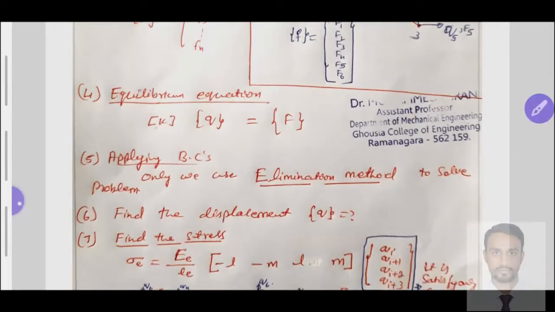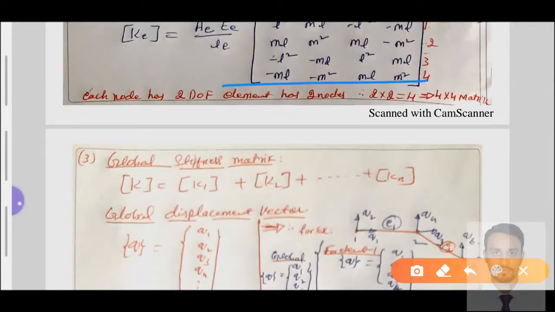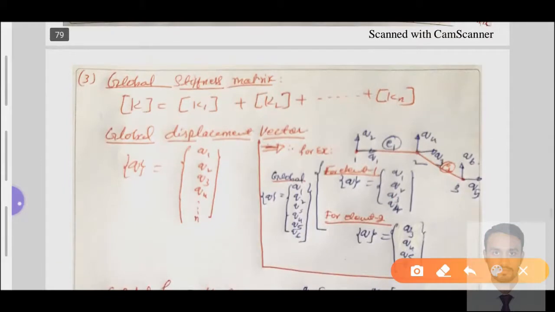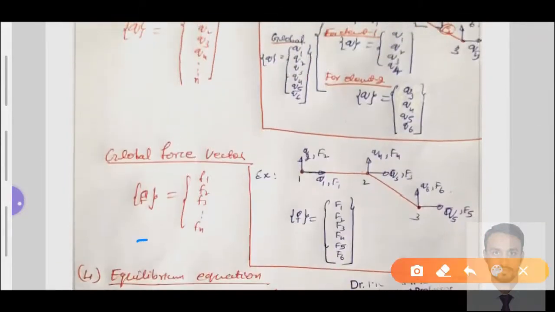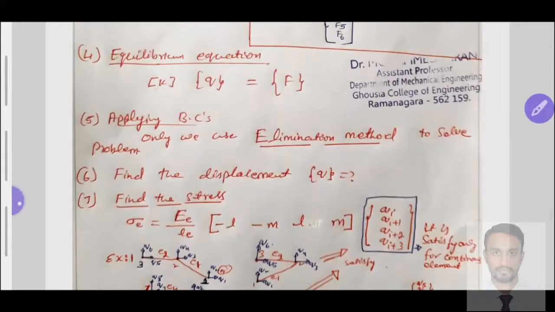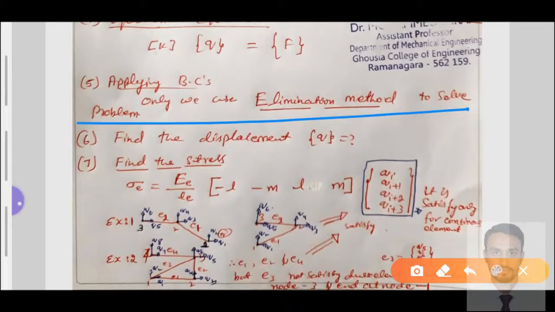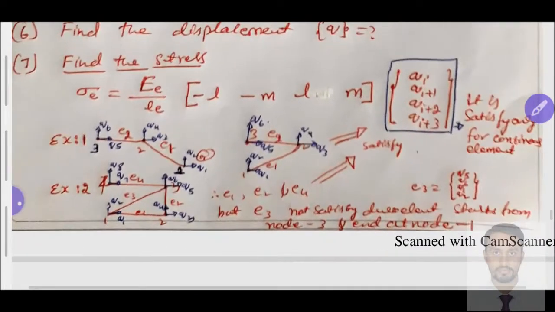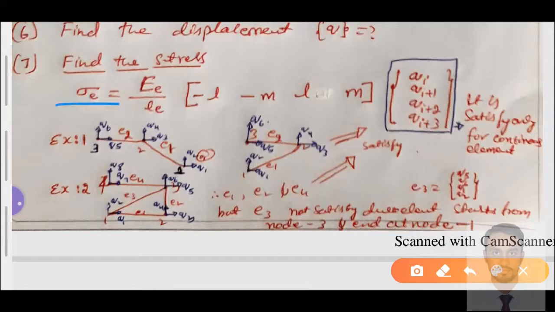After getting all these characteristics of the given element, the global stiffness matrix, global displacement vector and global force vector, the next step, the fourth step, is the equilibrium equation, K into q equals F, similar to the previous problem. Then we need to apply the boundary conditions. Then we need to find the displacements. After finding the displacements, we need to find the stresses in each element. Here the stress equation is sigma equals E divided by L times minus l, minus m, l, m, times qi, qi plus 1, qi plus 2, qi plus 3.